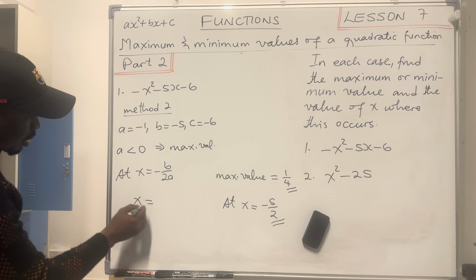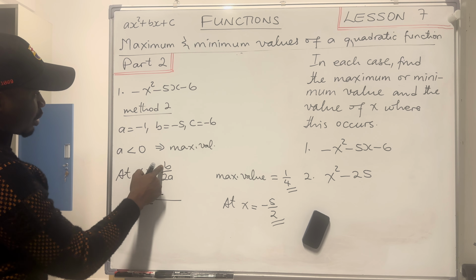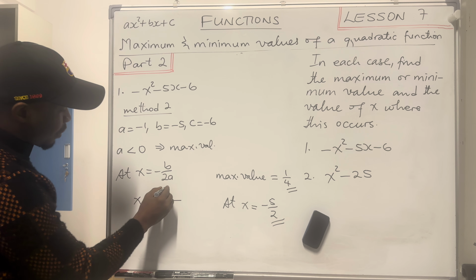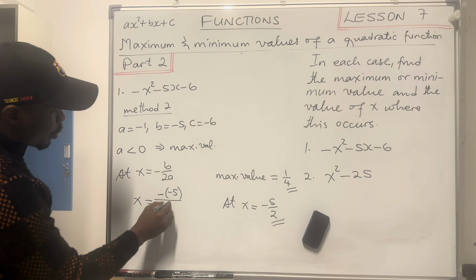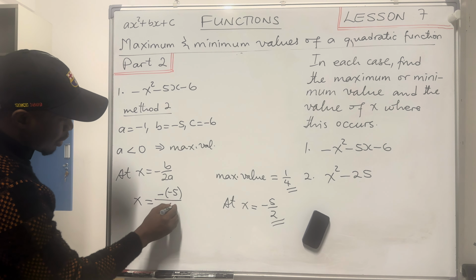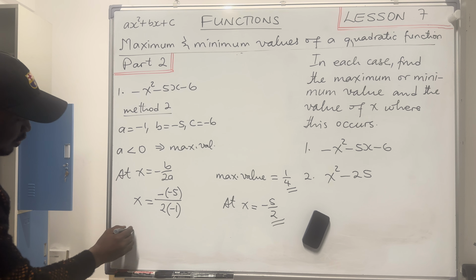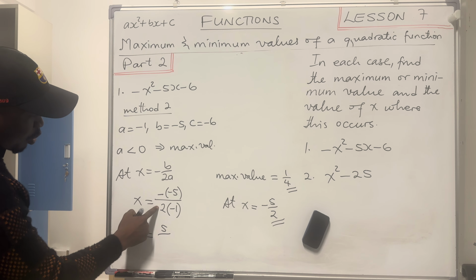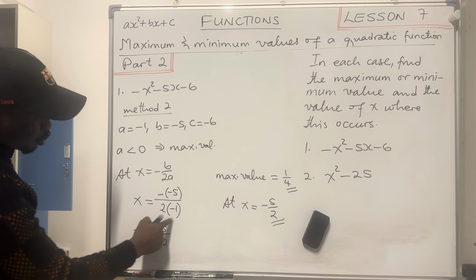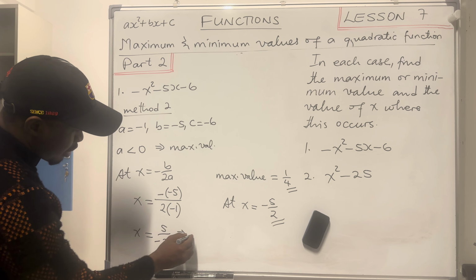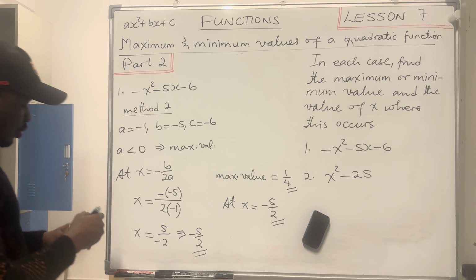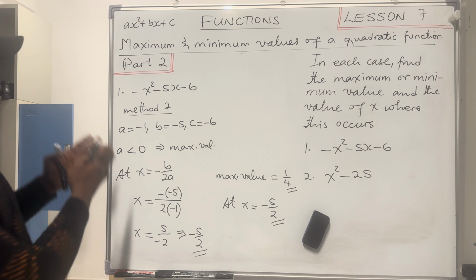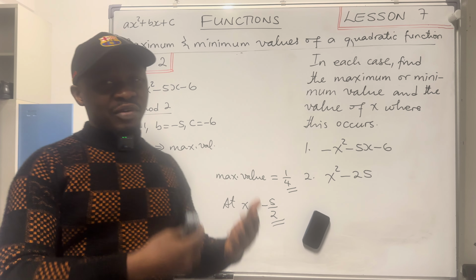So we say x equal to minus b. What is b? b is minus 5. We have a minus here, and b is coming with a minus 5, over 2a. What is a? a is minus 1. So minus by minus is plus 5, over minus 2, because 2 times 1. So this implies minus 5 over 2. So the maximum value occurs at this. You can see it's just the same. But for this second method, we started with where the value occurs.